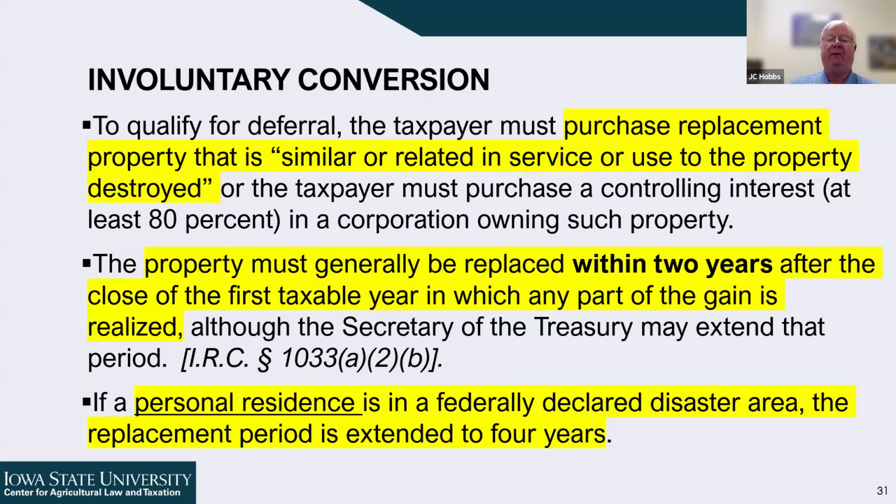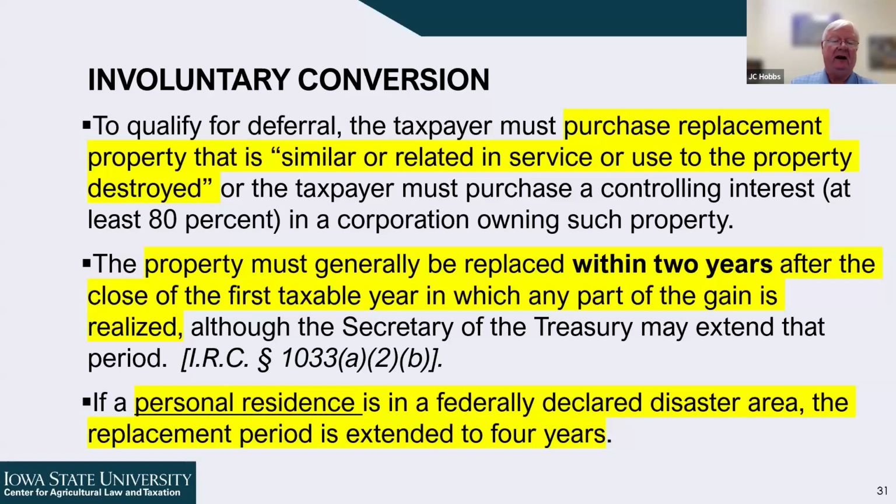So we have to buy that replacement property. It has to be similar or related in service to the property that was destroyed. There are also some other things there, but that's for corporations, and I'm not going to get into that. It has to be, in most cases, replaced within 2 years after the close of the first taxable year in which part of the gain is realized.